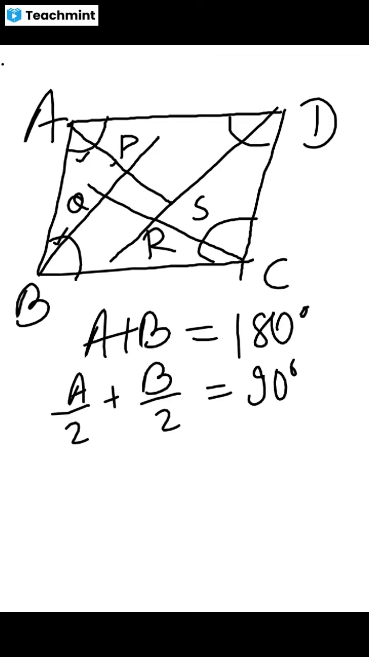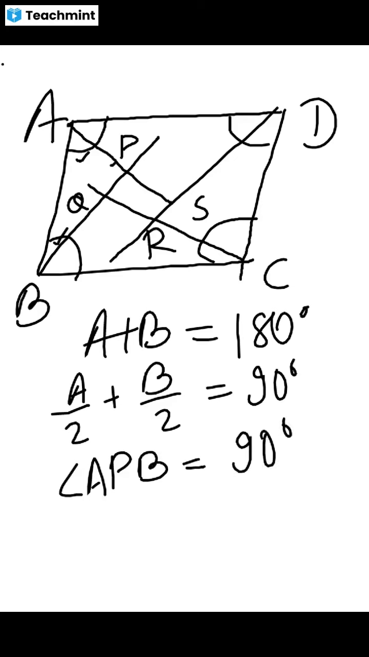Then this is forming a triangle. Which one? ABP is forming a triangle. So by the property of a triangle, angle APB is equal to 90 degrees. And since APB is 90 degrees, that's why QPS is equal to 90 degrees. This became 90 degrees. So similarly, we do not have to do too much.